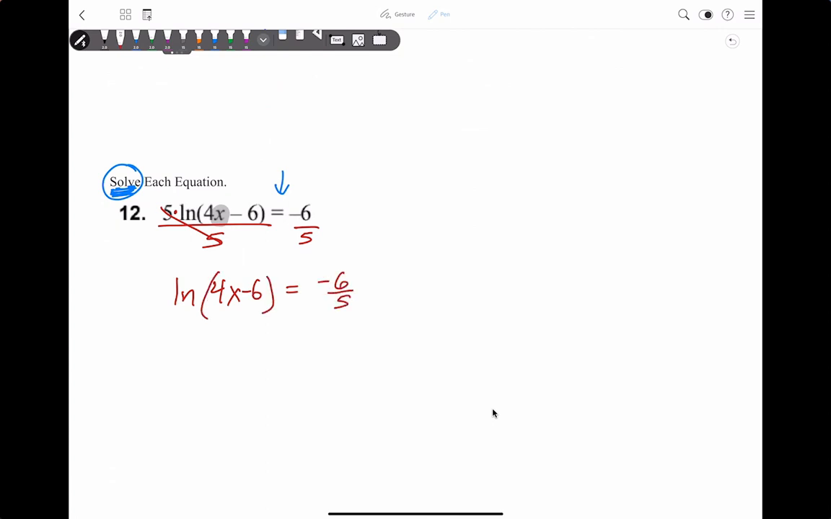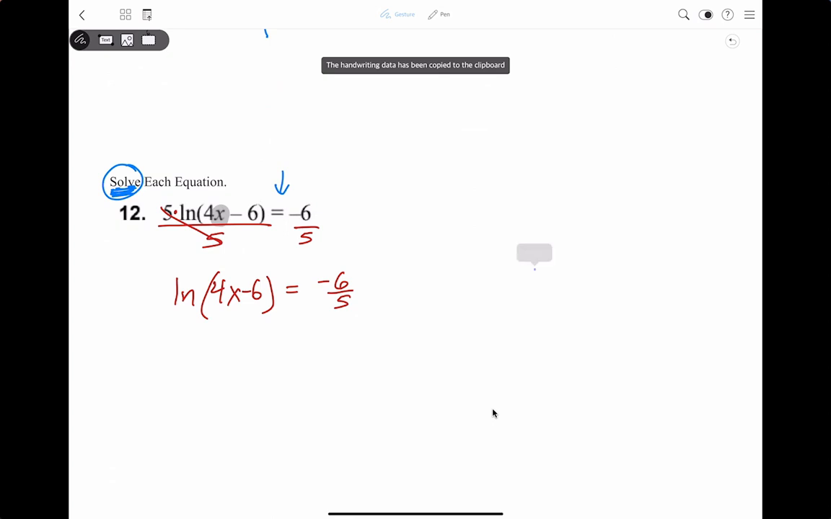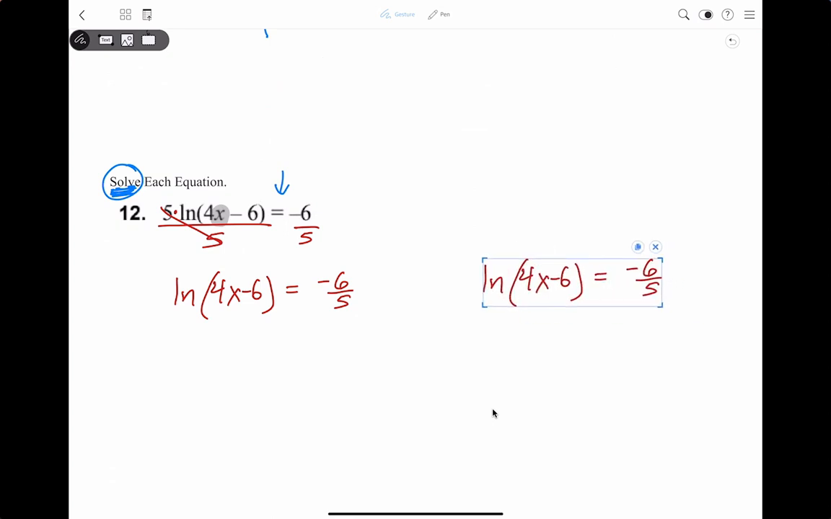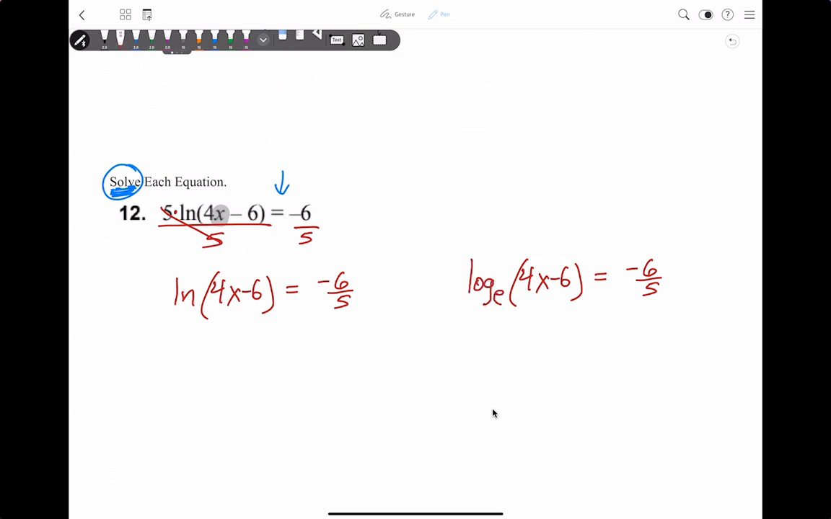Okay? Now, you could rewrite this if you wanted to. You could see it, and a lot of people, sometimes it's easier for them to recognize the next steps and so on and so forth if they saw it as log base e. They mean the same thing. But I'm going to show you here in just a bit why this can be beneficial.